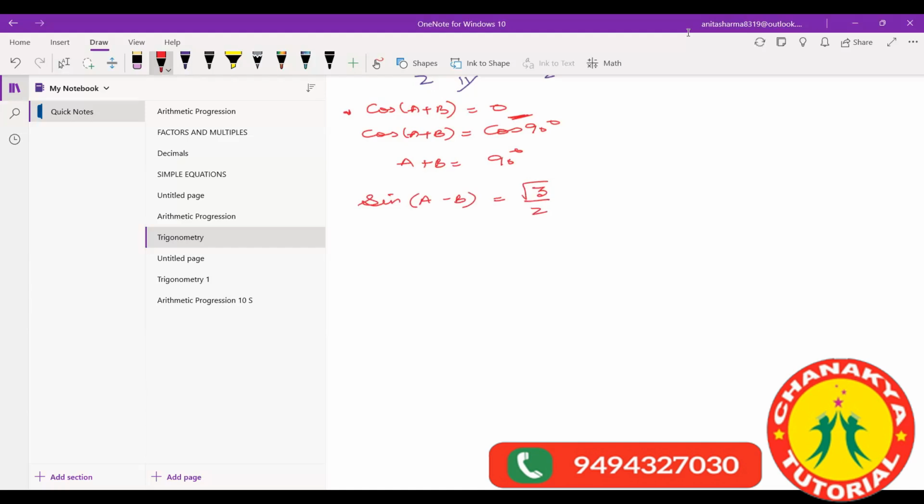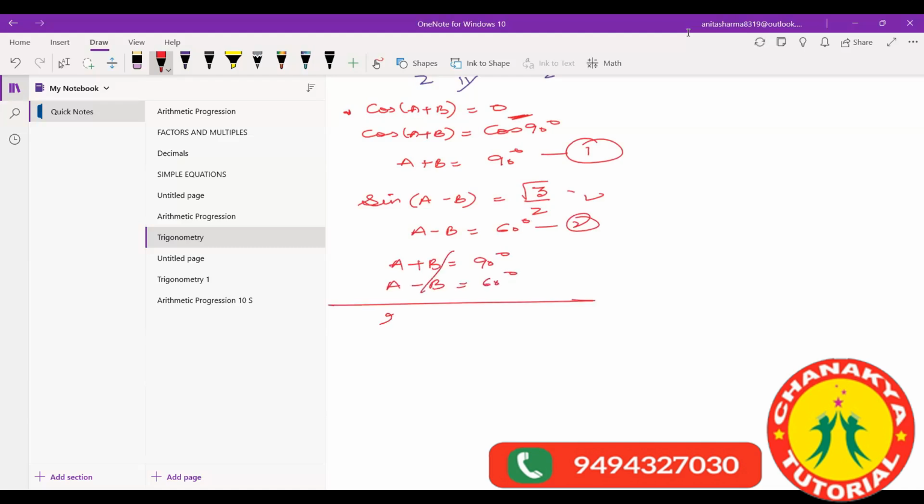Okay, children. So, at which angle the value of sine will be root 3 by 2? 60 degree? So, it will be 60. Now, you have got the two equations. Right? So, A plus B is equal to 90 and A minus B is equal to 60. Just solve them. Then, 2A is equal to 150. Then, value of A is 75. Then, value of B will be 90 minus 75, 15 degree.